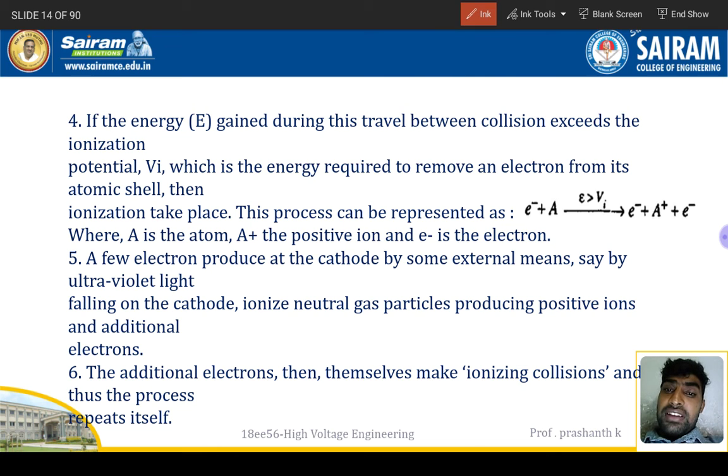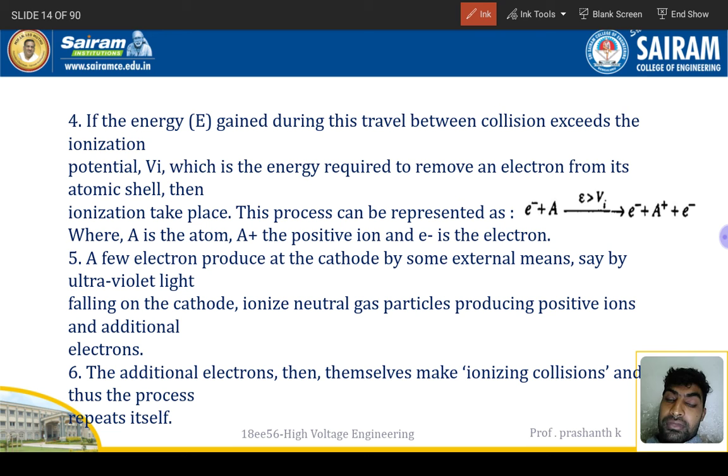If the energy ε gained during travel between collisions exceeds the ionization potential Vi, which is the energy required to remove an electron from its atomic shell, then ionization takes place. This process can be represented as e⁻ + A, with ε greater than Vi, giving e⁻ + A⁺ + e⁻, where A is the atom, A⁺ is the positive ion, and e⁻ is the electron.